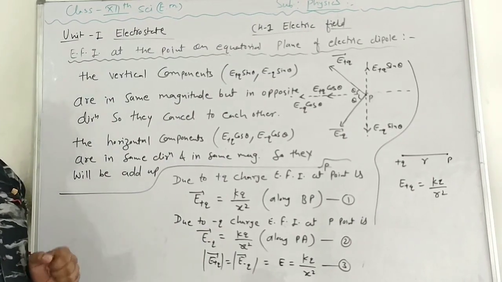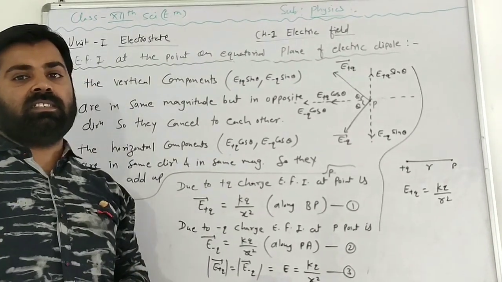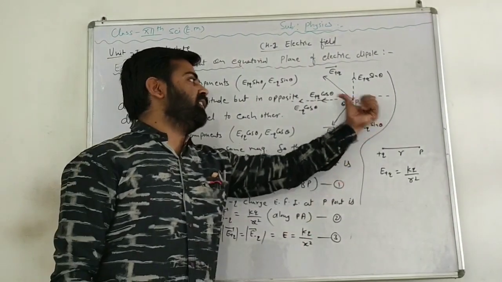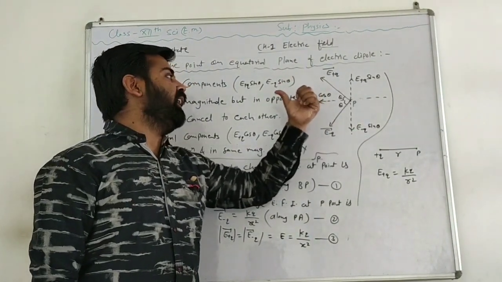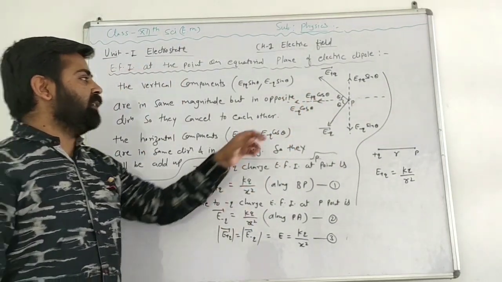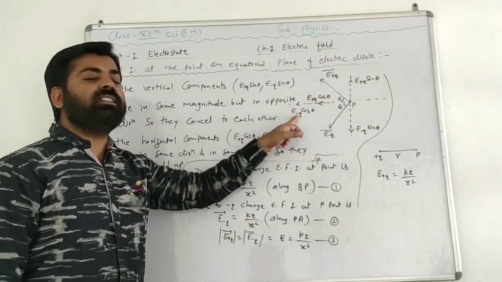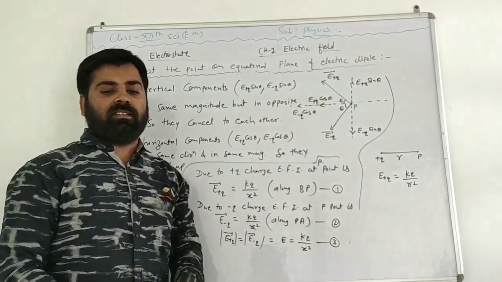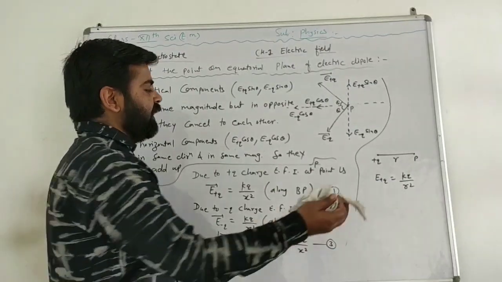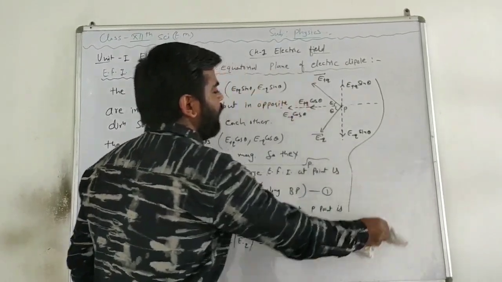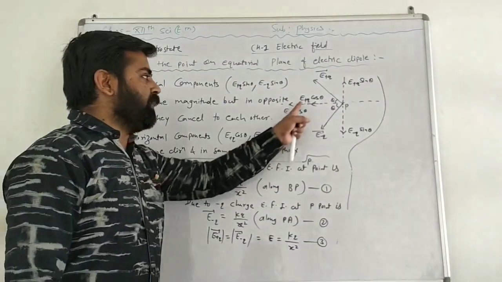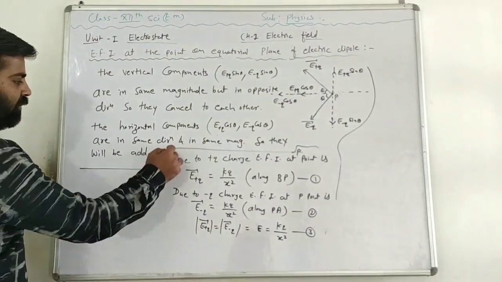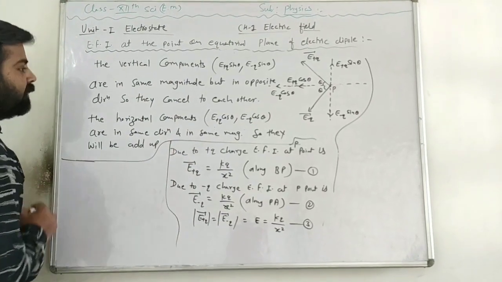Hence the resultant electric field intensity due to minus q and plus q charge is in this direction, and its magnitude is the sum of E plus q cos theta and E minus q cos theta, because both are in the same direction. So the resultant electric field intensity is given by E plus q cos theta plus E minus q cos theta. I will write it here.